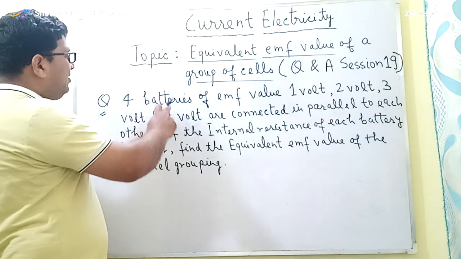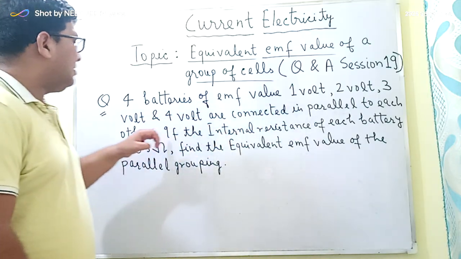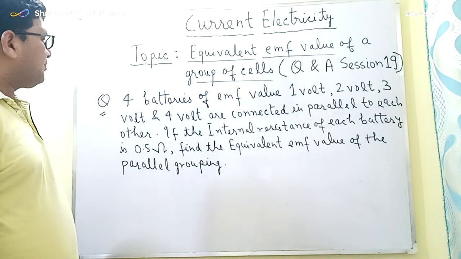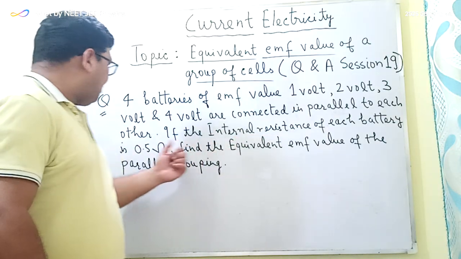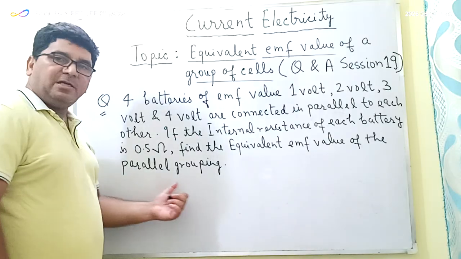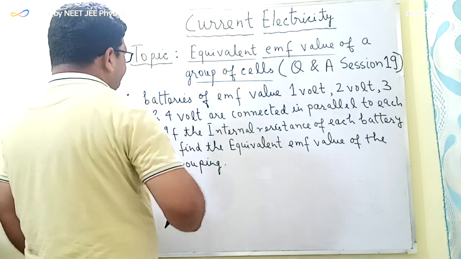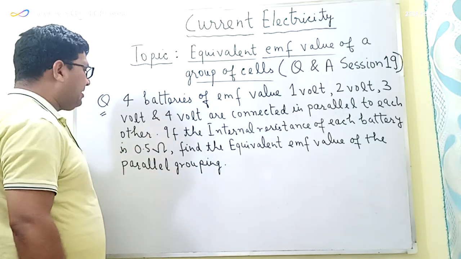In this question there are 4 batteries of EMF value 1 volt, 2 volt, 3 volt and 4 volt, and they are connected in parallel to each other. If the internal resistance of each battery is 0.5 ohm, then what is the equivalent EMF value of the parallel grouping? So here there are 4 batteries connected in parallel.